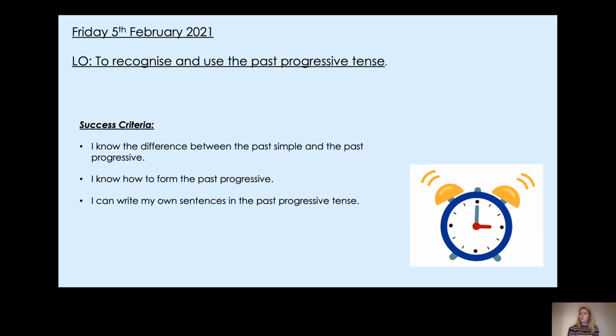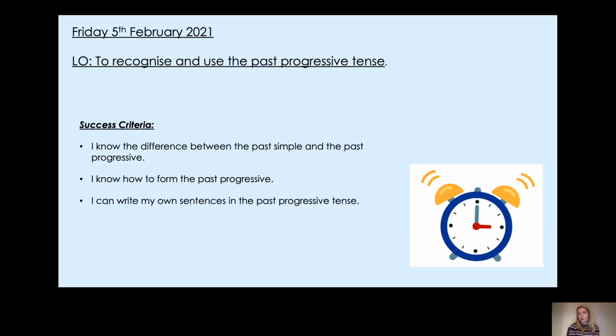Now if you know what the present progressive tense is, maybe you can guess what the past progressive tense is and how it's formed. Well, by the end of the lesson, you'll know the difference between the past simple tense and the past progressive. And you'll also know how to form the past progressive, the different parts of it, so that you can then write your very own sentences in the past progressive tense, which you can use in your letter when you write the letter from Florence Nightingale to her family back home.